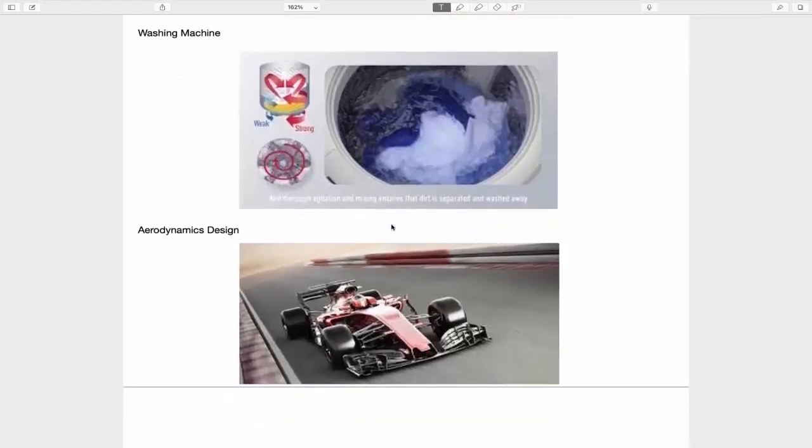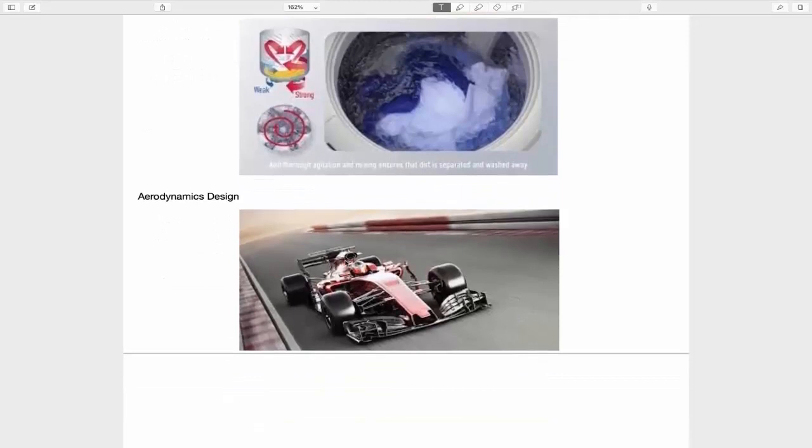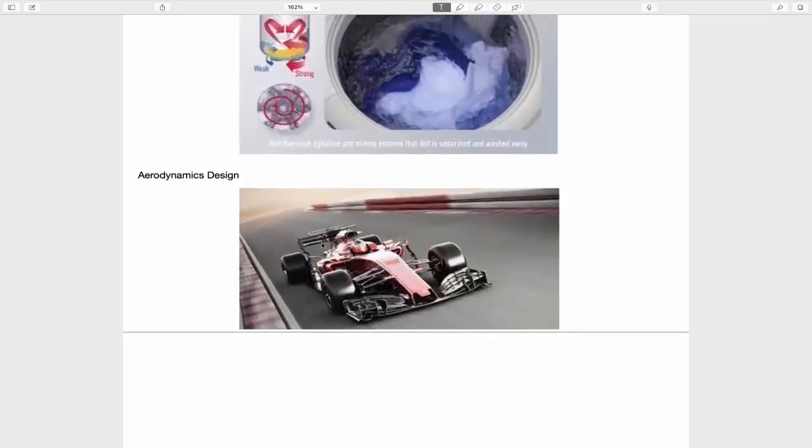Another fascinating example is aerodynamics design. If you see this picture, that is a Formula One racing car. The design of this Formula One racing car is like that as it moves along, the design should be such as to reduce the drag. As it moves along at high speed, the streamlines will go like this.